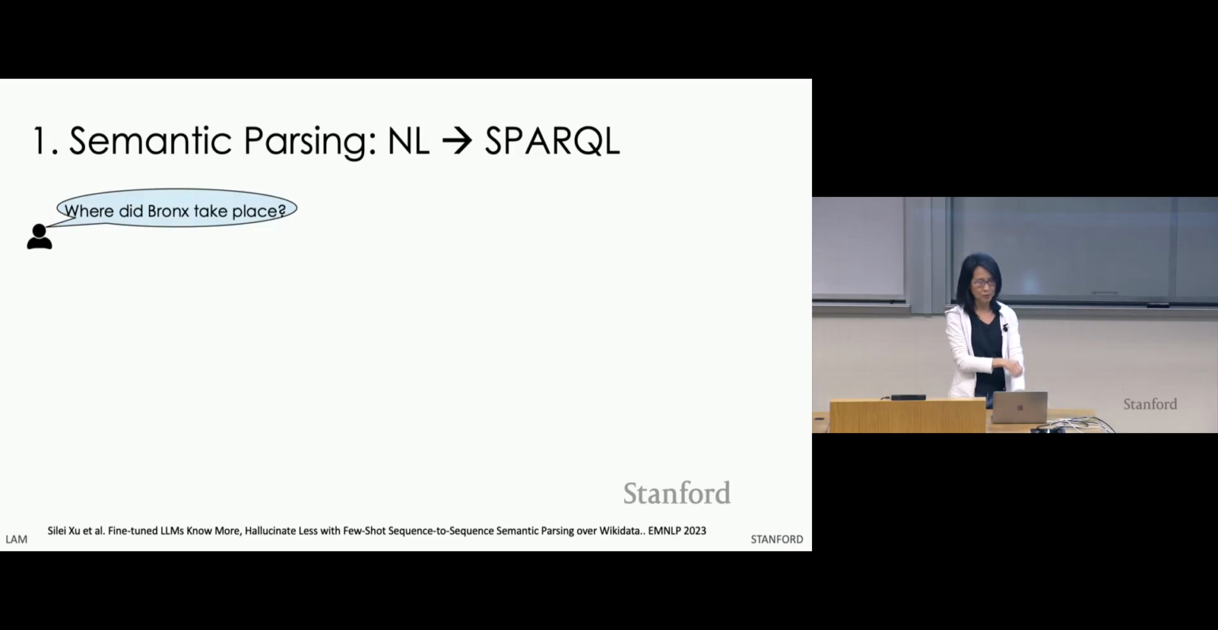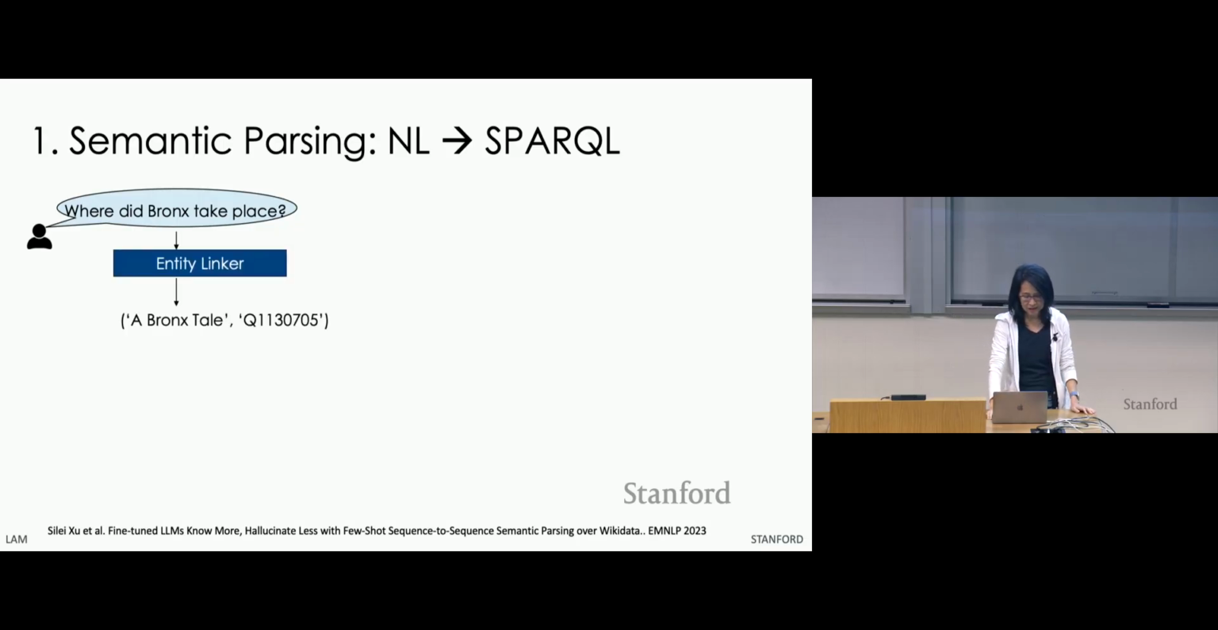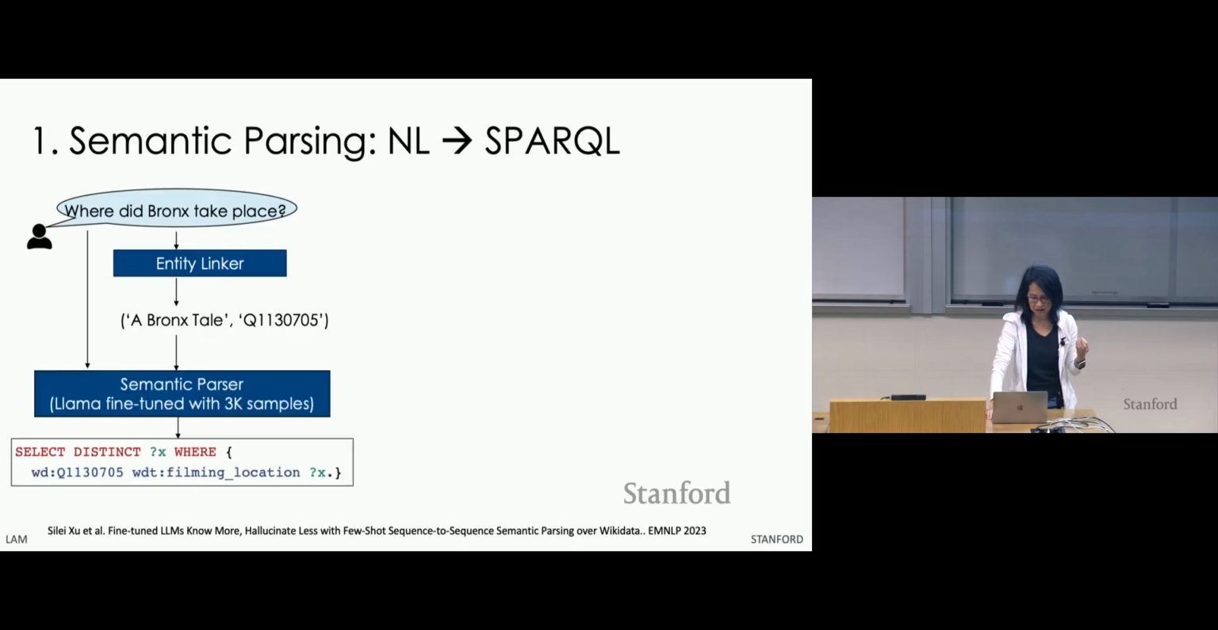Suppose I ask you, where did A Bronx Tale take place? So the idea is that, first of all, what does Bronx mean? Okay, Bronx could be the place, could be whatever, but because of the sentence, we can guess it is actually the movie A Bronx Tale. Okay, so this is called entity linking, and it is a very tricky, very important piece. We rely on having a good entity linker, and we use ReFinED, and we will talk about ReFinED later in this lecture.